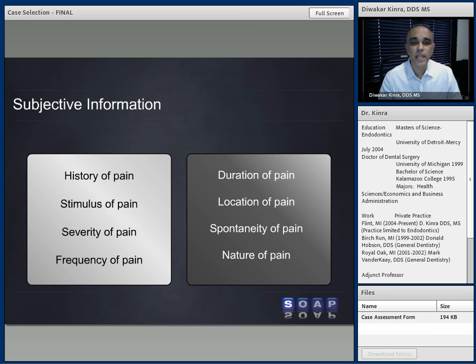What's the nature of your pain? And if they're not using those words, then maybe we have resolved their problem and there might be another issue at hand. So this rounds out the subjective information that I'm going to want to ask the patient.